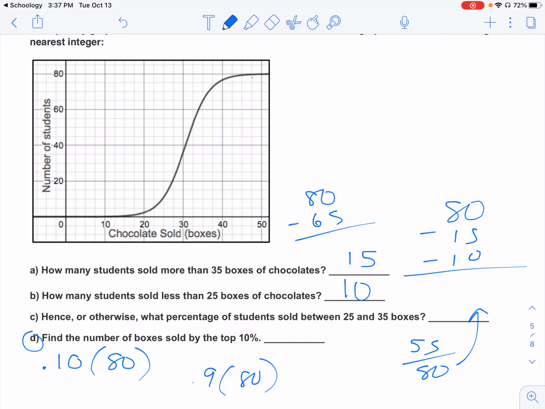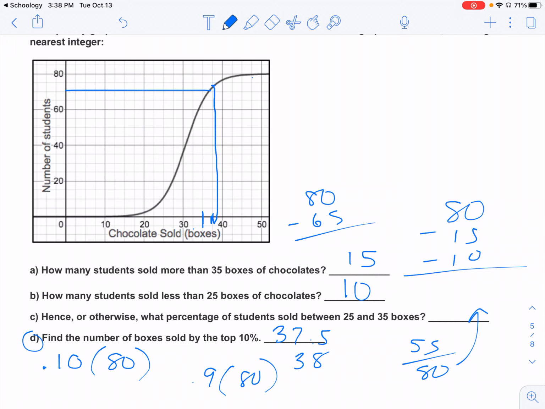So if I go on my chart here, here's 70. 72 is probably right here. And that would be 35, wait, 30, what are we counting by? 32. This is 35, so this would be 37 and a half boxes. So more than 37 boxes, so 38 boxes. They would have to sell 38 boxes to be in the top 10%.